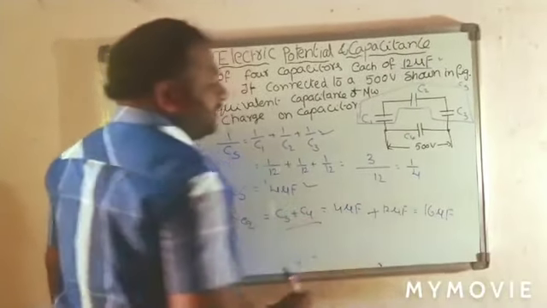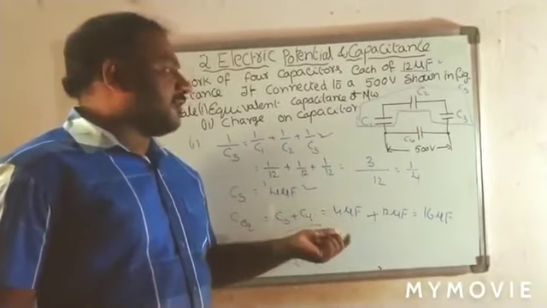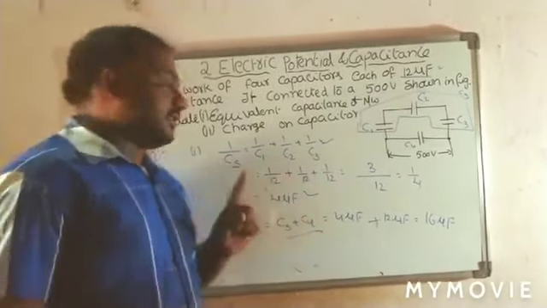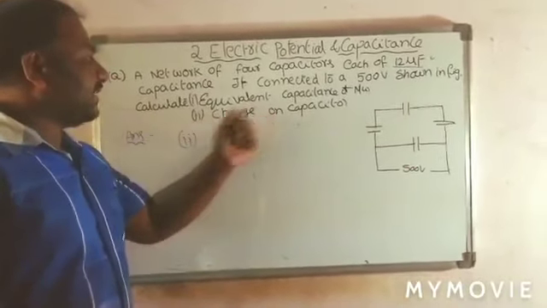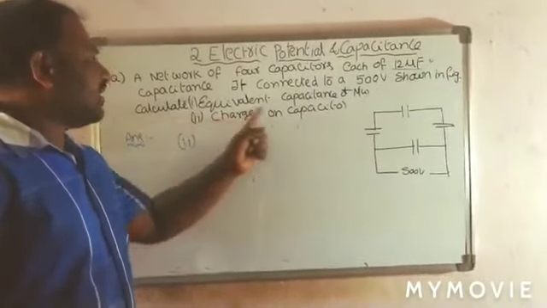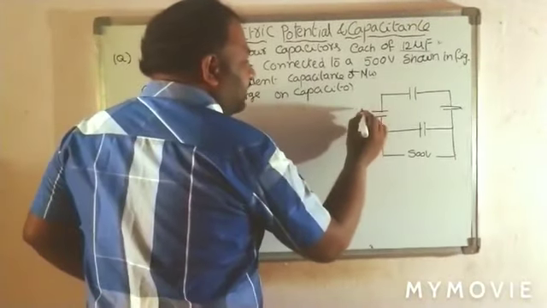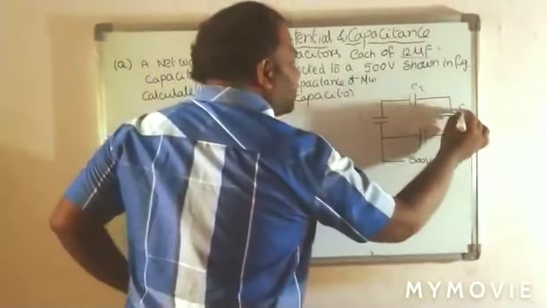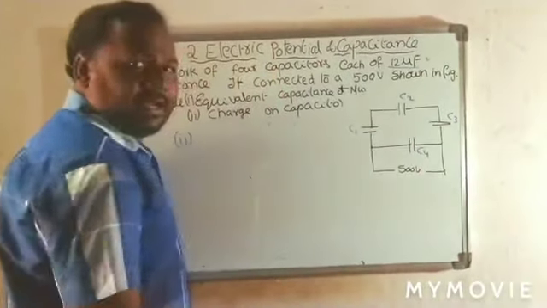From that we obtain the equivalent capacitance of the given network. This is the first question. Now see how to calculate the second question, that is the charge on each capacitor. Here C1, C2, C3 are in series, and C4 is in parallel with them.